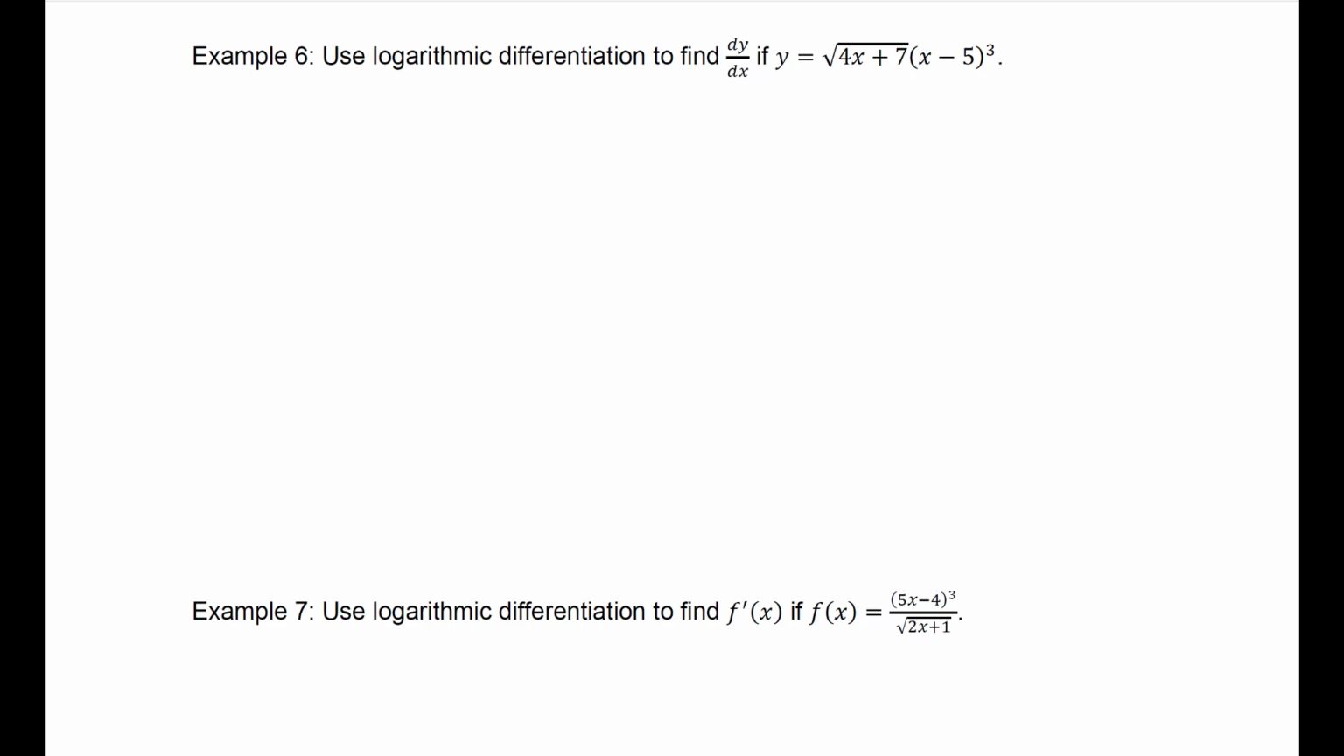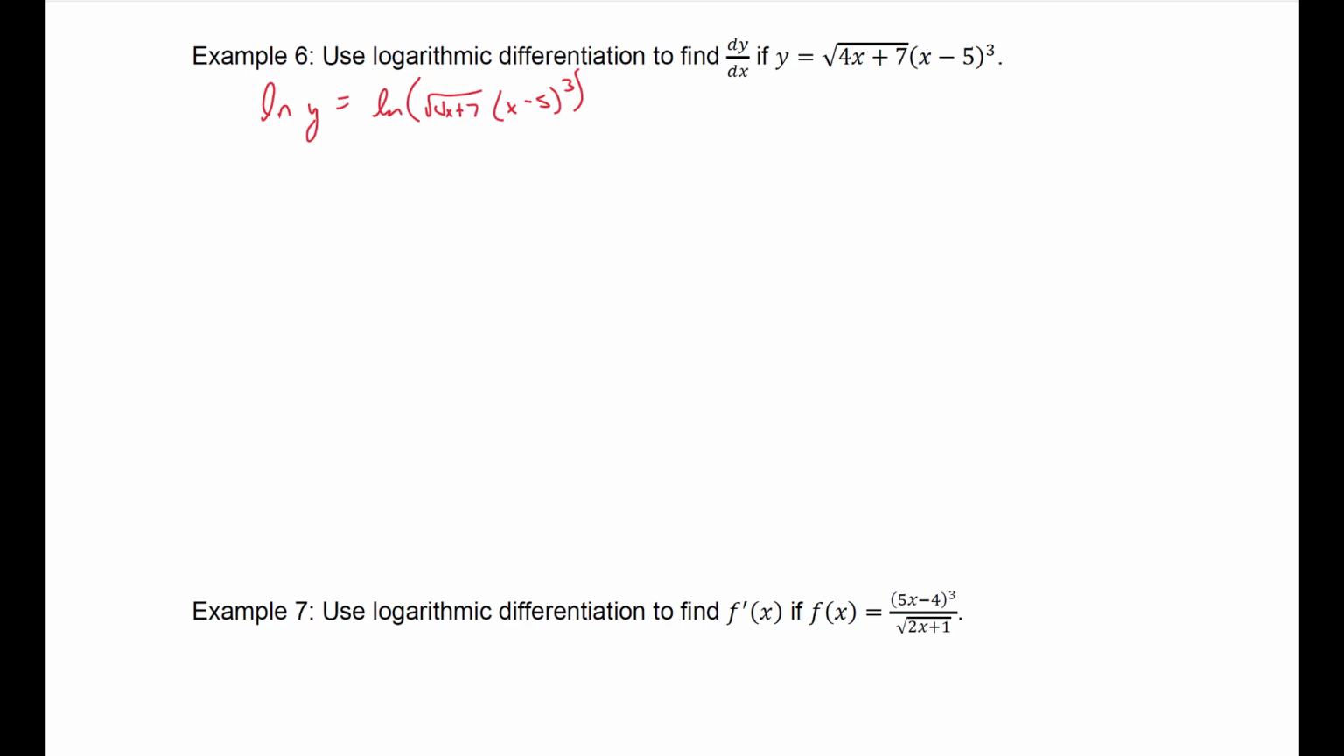Okay, so now let's look at a couple of examples using logarithmic differentiation to find dy/dx. For the first one, example 6, we want to find dy/dx whenever y is equal to the square root of 4x plus 7 times (x minus 5) cubed. So the first thing we need to do is take the natural log of both sides of this equation. So natural log of y is equal to the natural log of this whole thing, square root of 4x plus 7 times (x minus 5) to the third power.